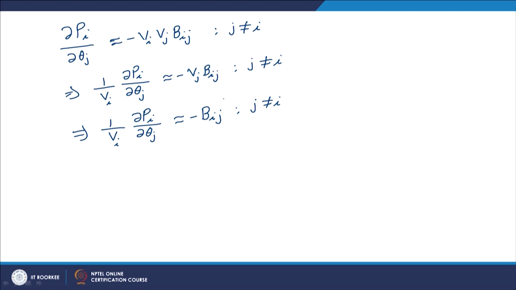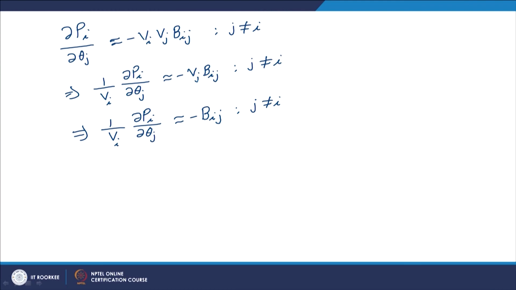The answer is this: when we invoke this assumption at the right hand side, the right hand side terms become constant, because this quantity Bij is entirely dependent on the line parameters, which are constant. So once we calculate this parameter Bij, it remains constant; we really do not have to calculate it at each and every iteration. So, to make the right hand side constant, we invoke this assumption at the right hand side.